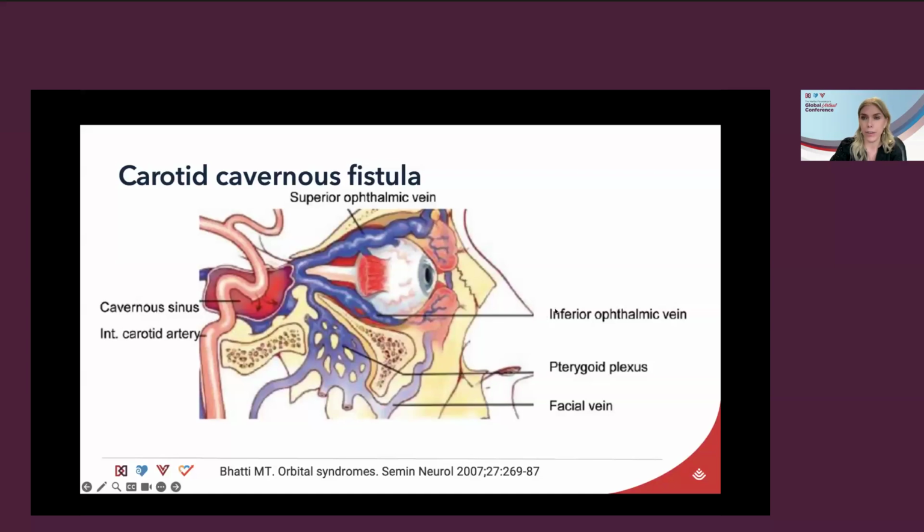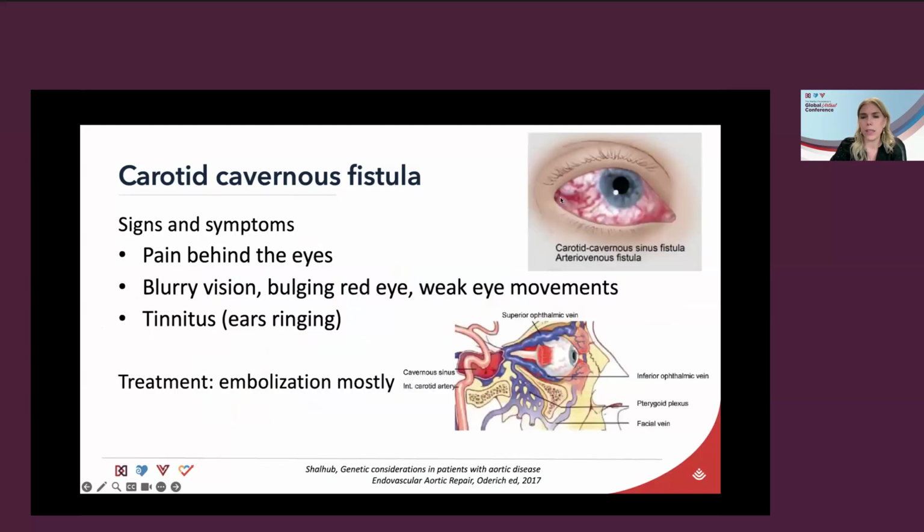And this is very rare. And if you see it, you should think of VEDS. And what it looks like, you get this red bloodshot eye, pain behind the eyes, blurry vision, and weak movements. Normally, I just had a patient with an asymptomatic one of these, but most of the time this is what you get, and it is an emergency. And what they do is they embolize, they put like a little coil in here to stop the connection. A fistula is just a connection between the artery and this sinus or hole, which is like an open part of the skull. And so the blood doesn't go in there and put pressure on the eye.